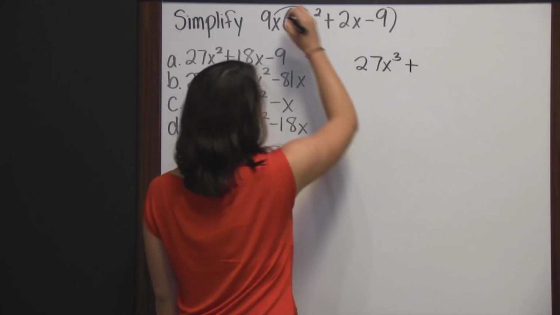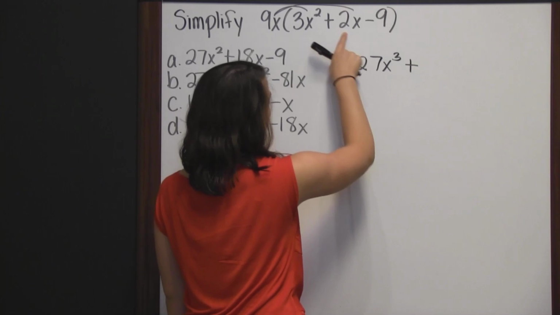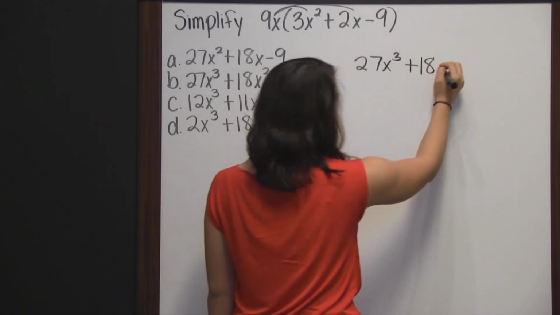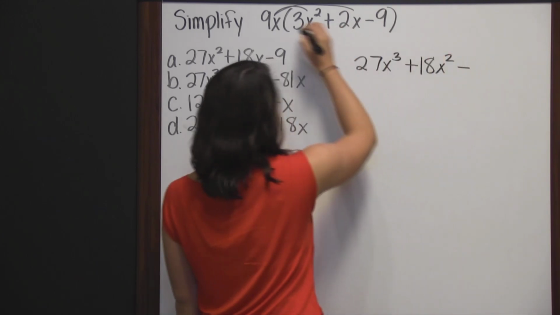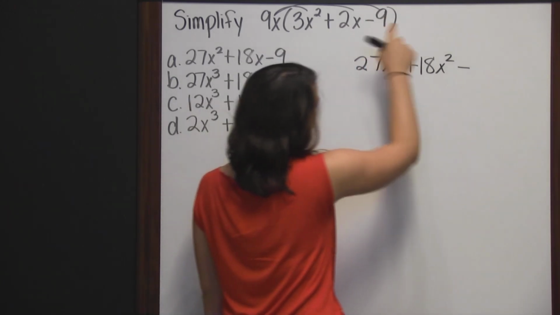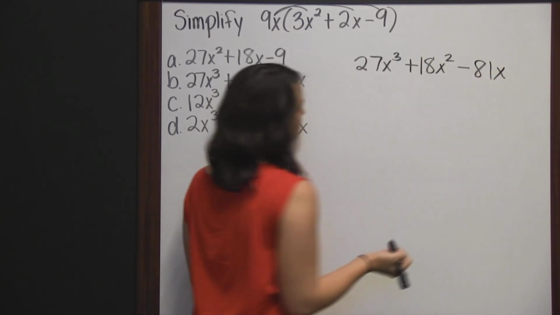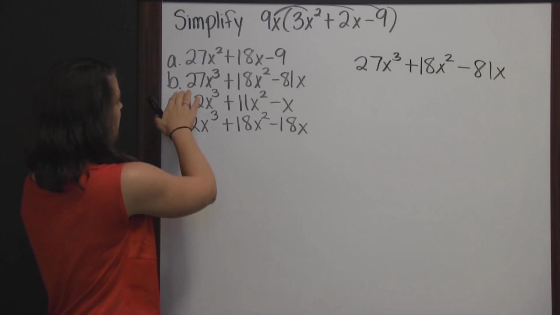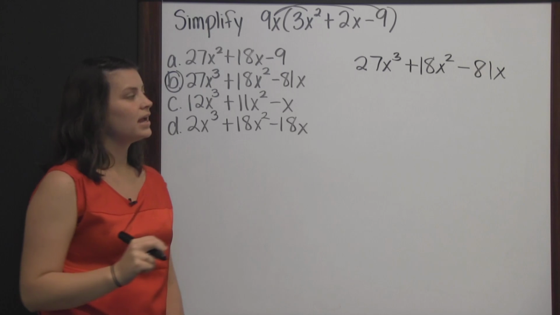Plus 9x times 2x. 9 times 2 is 18, x times x is x squared, minus 9x times 9. 9 times 9 is 81x. And that would be answer choice B. 27x cubed plus 18x squared minus 81x.